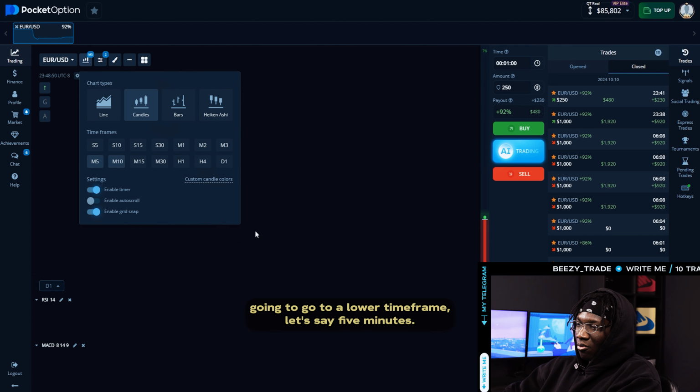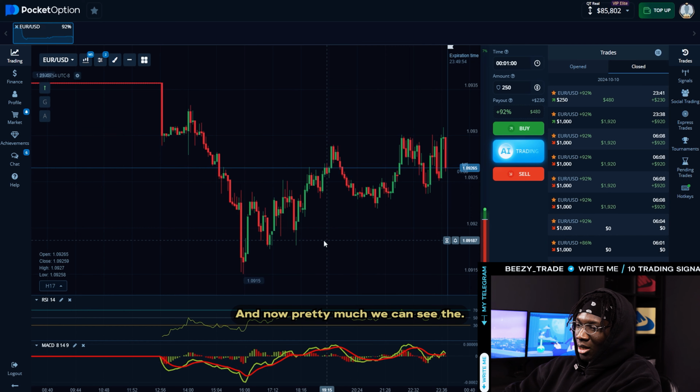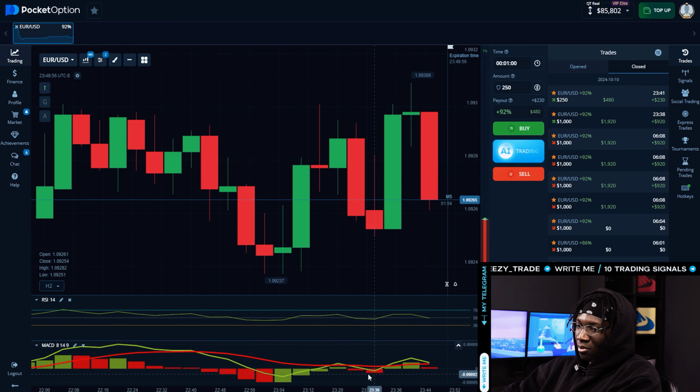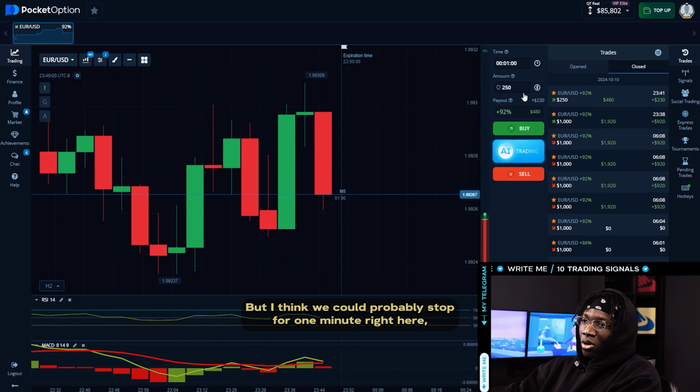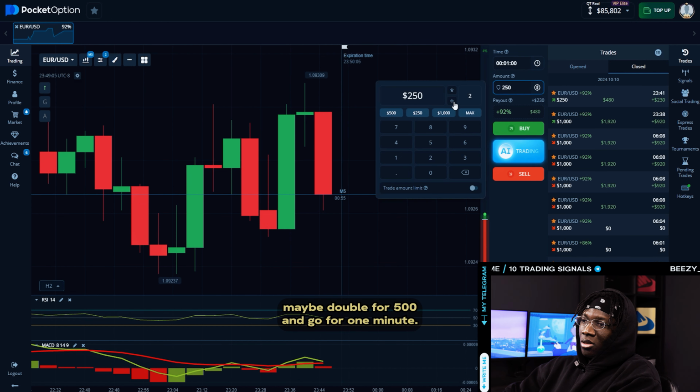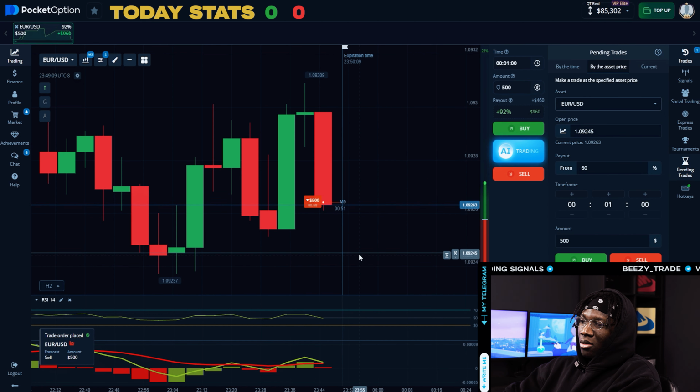Gonna go to a lower time frame, let's say 5 minutes, and now pretty much we can see that it's a little bit too early, but I think we could probably scalp for 1 minute right here. Maybe double for 500 and go for 1 minute.